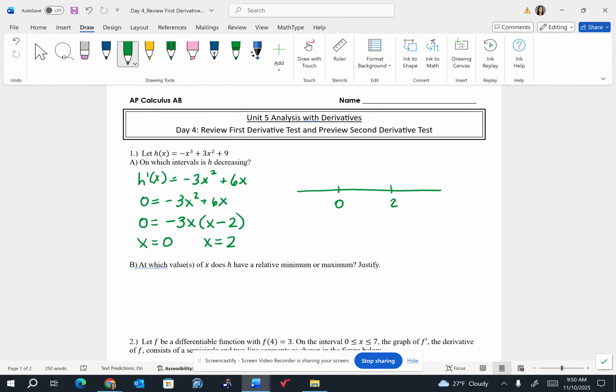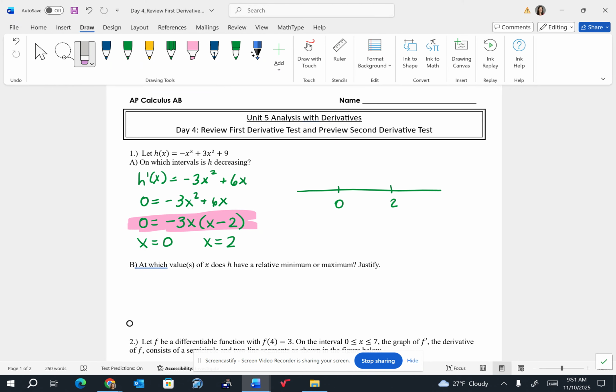I've gotten a couple questions about where do you plug these values back in? Do you plug back into the derivative or do you plug back into the original function? We want to plug back into the derivative because we want to see if the slope is positive or negative to see if the function is increasing or decreasing. So we need to plug in something to the left of 0, so maybe negative 1. I like plugging it back into my factored form because I don't really care about what the answer is. I just care about if it's positive or negative.